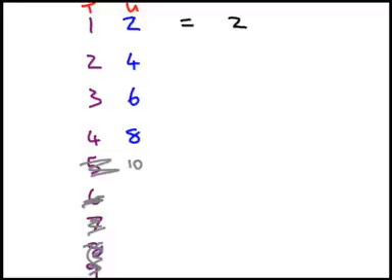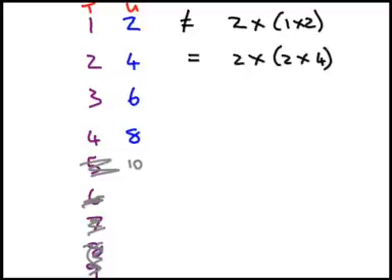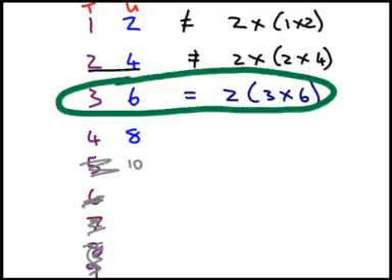So let's test 12. Is this equal to 2 times 1 times 2? So 2 times 1 times 2 is 4. That is not equal to 12. 24, is that equal to 2 times 2 times 4? So 2 times 2 times 4 is 2 times 8, which is equal to 16. It's not equal to 24. What about 36? Is that equal to 2 times 3 times 6? 2 times 3 times 6 is 2 times 18, which is actually equal to 36. And we have found the 2-digit number that the question was referring to.